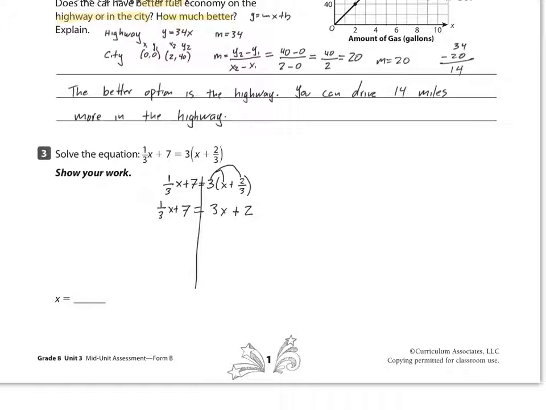Now, the next thing that we're going to do is get rid of the term with the variable on the right side. So the inverse of 3x is going to be negative 3x. So I'm going to subtract 3x from both sides. This side will cancel, and you're left with 2. And then we have 7.